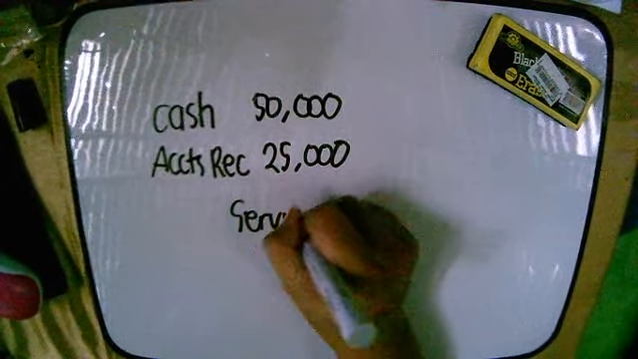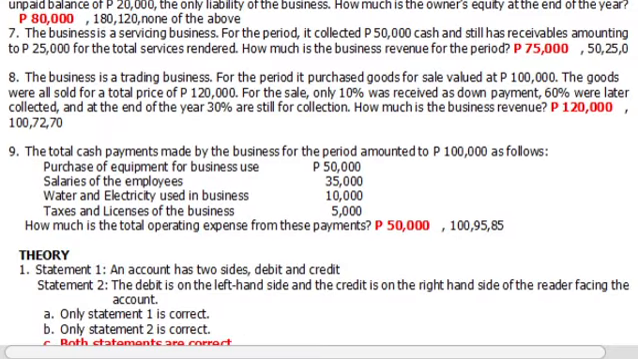Next problem number 8. Sabi dito, the business is a trading business. For the period, it purchased goods for sale valued at 100,000. The goods were all sold for a total price of 120,000. For the sale, only 10% was received as down payment, 60% were later collected at the end of the year, 30% are still for collection. How much is the business revenue?